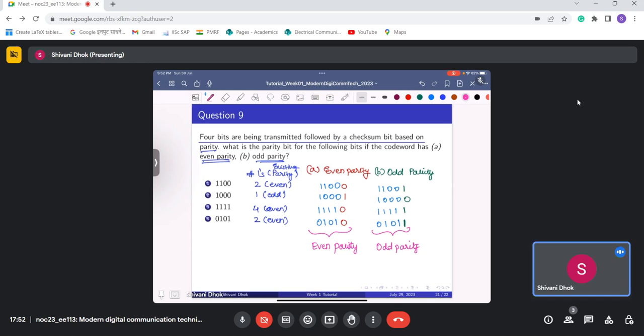Now suppose I send some stream from here and somehow one bit flips and the parity becomes odd. I'll understand that there is some error in whatever I am receiving, because I was expecting an even parity number but I am getting an odd parity number, which shouldn't be the case. That is how, using this additional bit, we can predict that some error is present in the received vector or received bit stream that we have decoded.